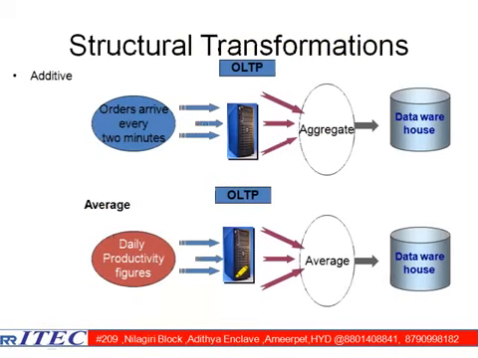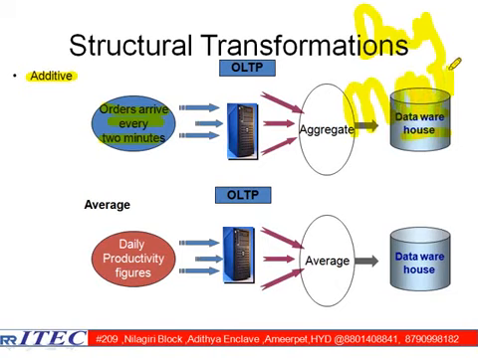Let us say structural transformations. What do you mean by structural transformation here? Additive. Additive means what, sir? Something which can be added is called an additive fact. Suppose orders arrive every 2 minutes. But what is my request here? In the data warehouse I want summarized data. I want to understand day wise how many orders I got, in a month how many orders, in a quarter how many orders, in a year how many orders. How are we going to get it? You are going to apply aggregation rules, or not? Yes, we apply aggregation rules here.